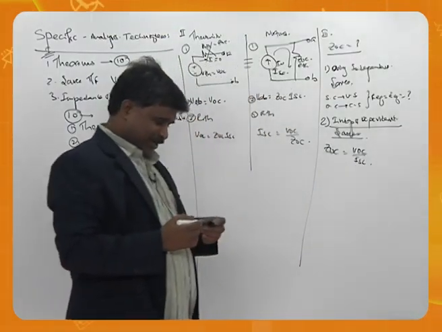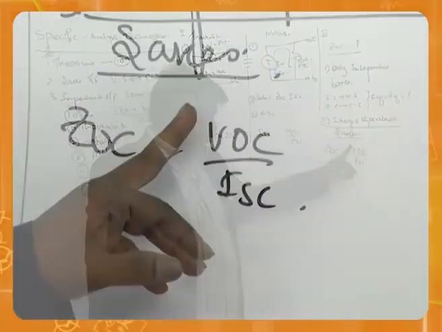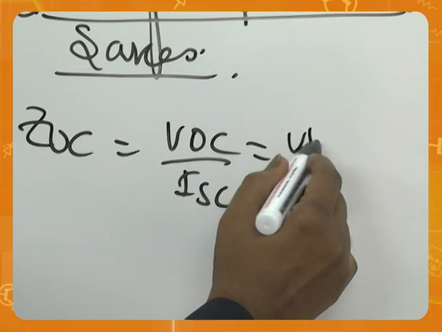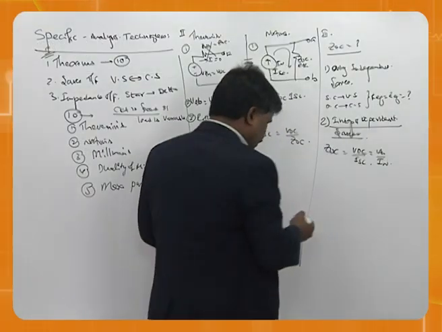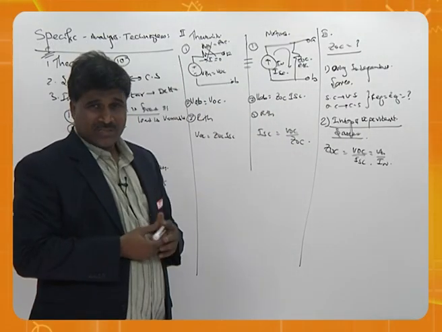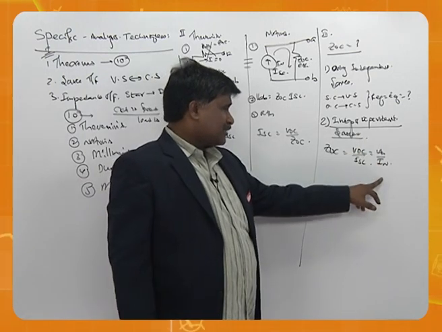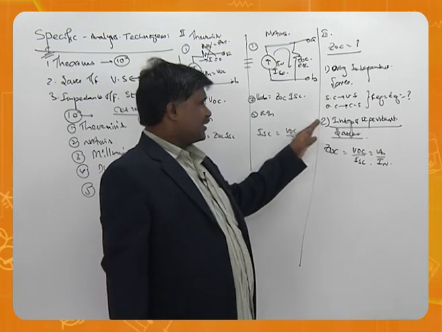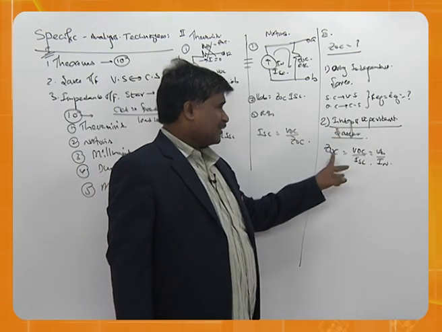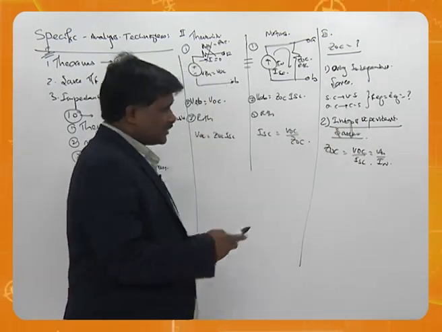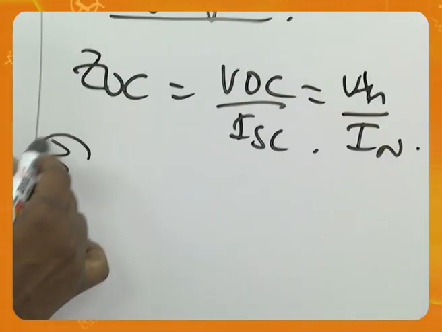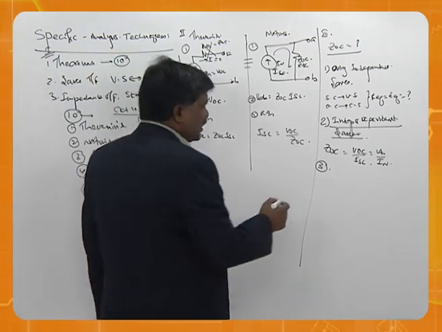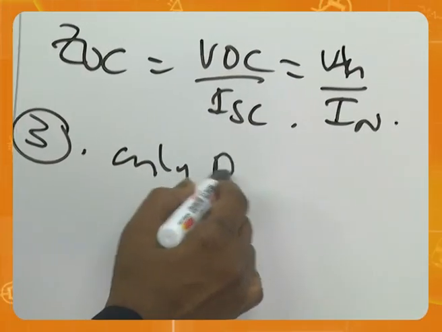What does it mean? It means, very simply, you calculate V Thevenin as well as I Norton. In other words, we have a very important concept: without Thevenin's and Norton's, you will never get ZOC. That's why whenever there is a dependent source and independent source together, this is the approach. The third and the last approach is only dependent. What to do?